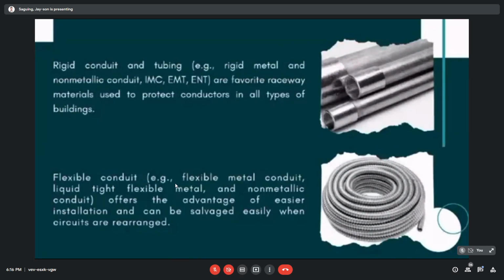Flexible conduit offers the advantage of easier installation and can be salvaged easily when circuits are rearranged. It is used where mechanical protection is needed and easy relocation of equipment is desired. So typically, conduit and tubing can have up to 490 degrees bends or the equivalent of 360 degrees total in one run. In runs requiring more bends, a pull box is added in the run to assist in pulling conductors and to allow access.